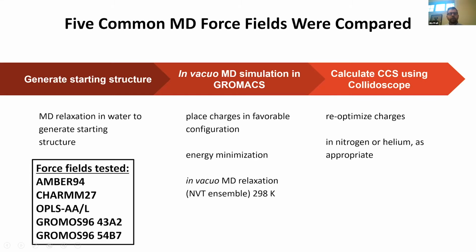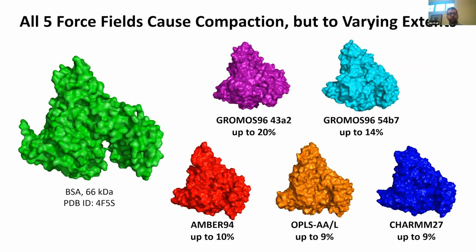So let's take a look at what's common between what all of the force fields do. All 5 of these force fields do predict significant compaction of ions in the gas phase. What I've got shown here is the PDB structure of bovine serum albumin, and here's the result we get after compacting it with 5 of these different force fields. We see they all compacted to a pretty large extent, with the Gromos force fields compacting the most, and OPLS and CHARMM compacting the least.